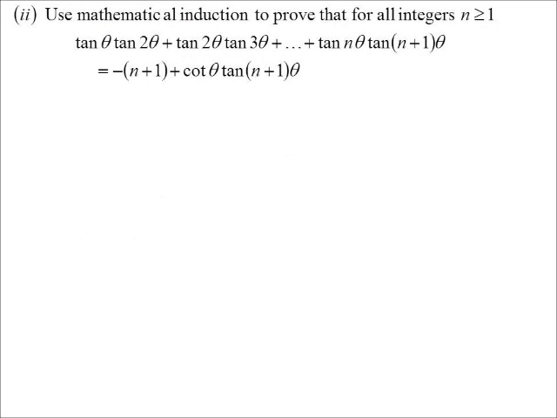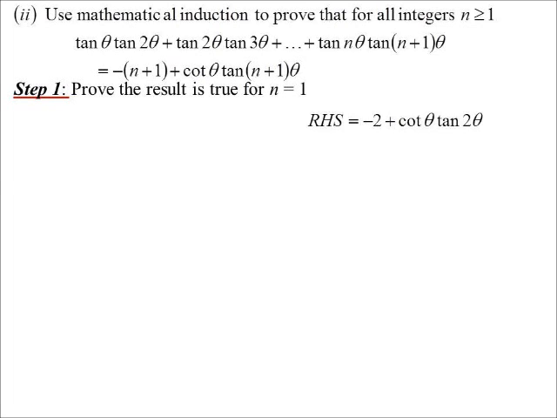So the induction part. This is a little bit different. So tan theta tan 2 theta, tan 2 theta tan 3 theta. So it is a series type. The general term, tan n theta tan n plus 1 theta. Okay, so let's approach it like a series type. Prove it for n equals 1. Now, I'm actually starting with the right-hand side here. So when we sub n equals 1 in, I've got negative 2 plus cot theta tan 2 theta.